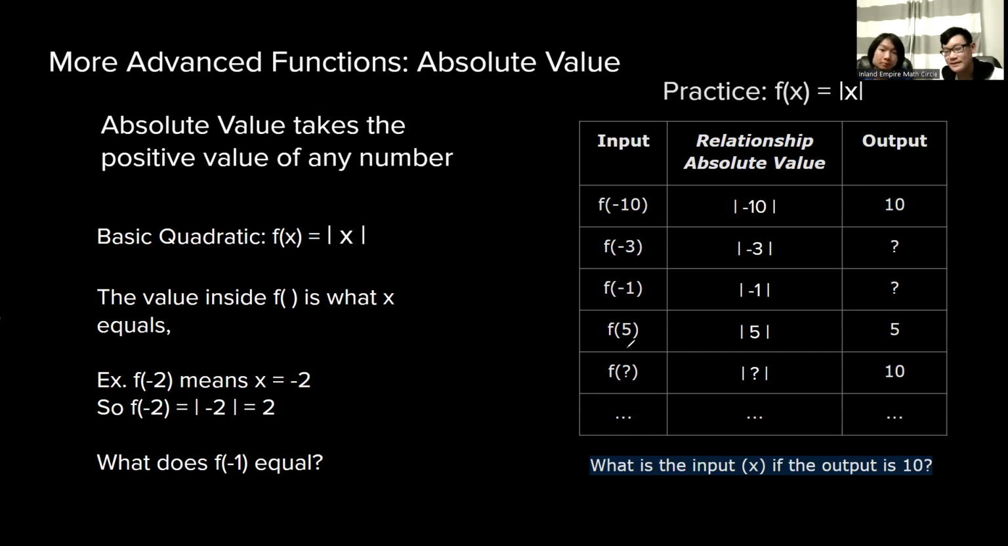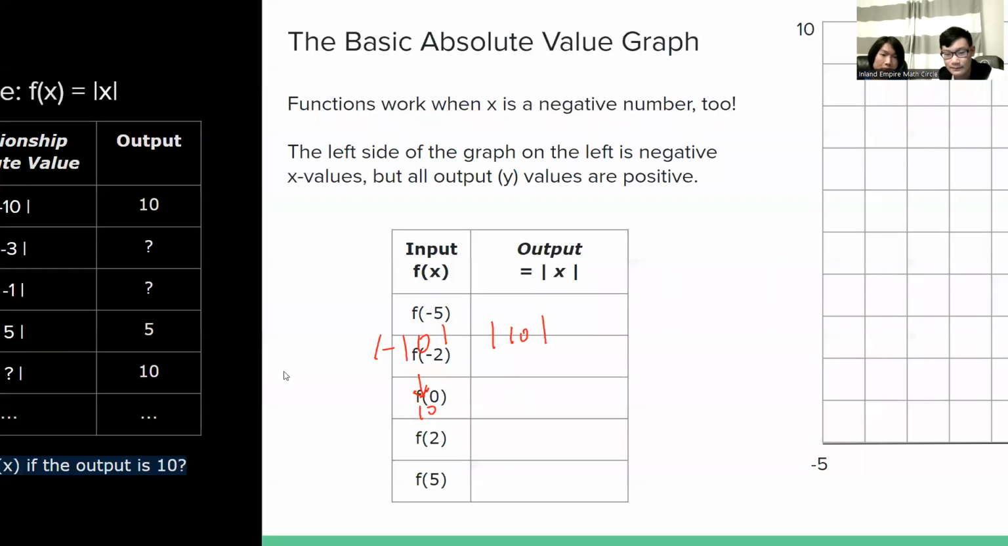Yeah, this one's a little bit tricky because there's actually 2 answers. And the reason for that is because the definition of absolute value is it takes the positive value of any number, regardless if it's negative or positive. So the answers for this one would be actually -10 and 10, because if we take the absolute value of -10, we get 10. But if we take the absolute value of 10, we still get 10. Oh, my bad.